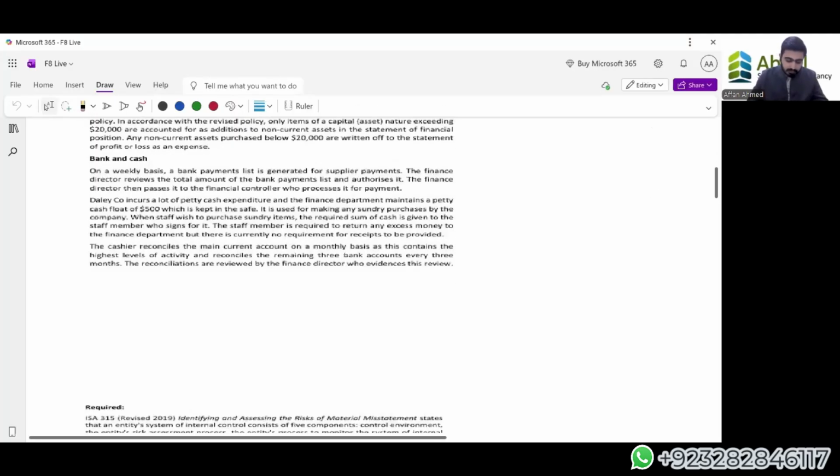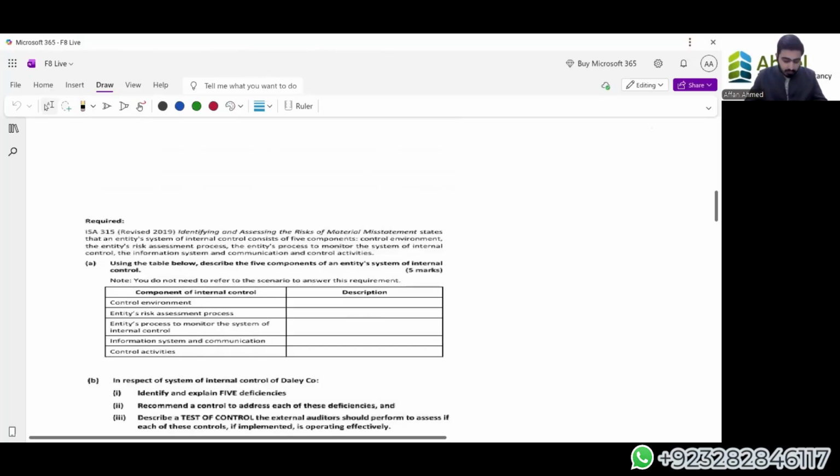Now, let's read the first question. The first question tells us that ISA 315 revised, identifying and assessing the risks of material misstatement, states that the entity's system of internal controls consists of 5 components: the control environment, the entity's risk assessment process, the entity's process to monitor the system of internal controls, the information system and communication, and control activities. Yes, these are the 5 things. Using the table below, describe the 5 components of the entity's system of internal controls. We do not have to refer to the scenario here.